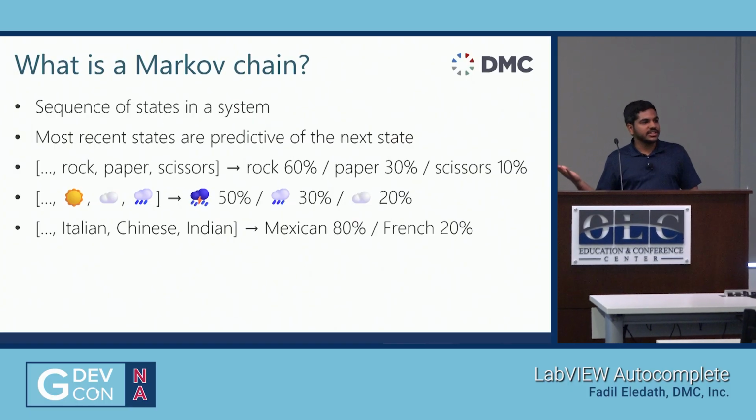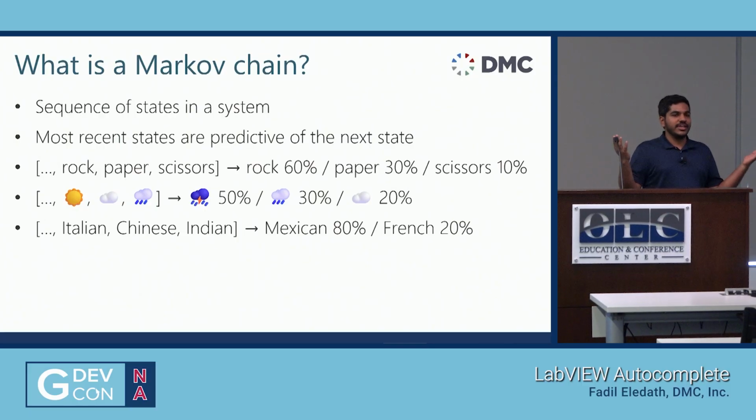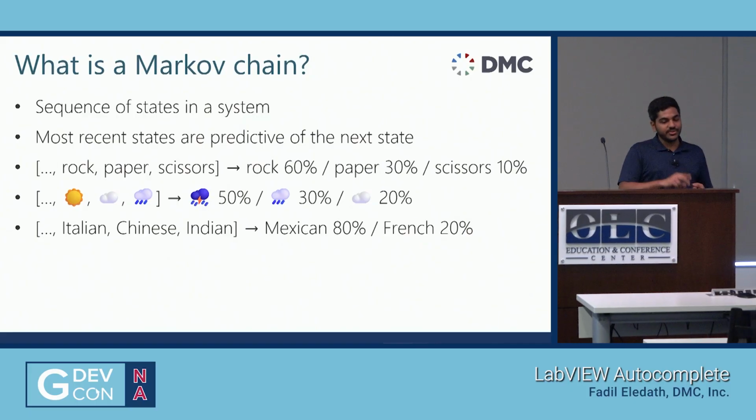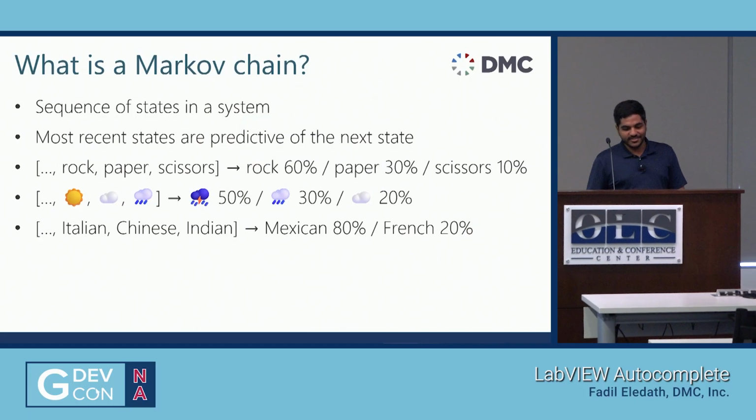You can apply the same concept to the weather, sunny, cloudy, rainy. You can apply this if you're thinking, where do I want to eat today? I had Italian food, then Chinese food, then Indian food. Where am I probably going to want to eat? Probably Mexican.